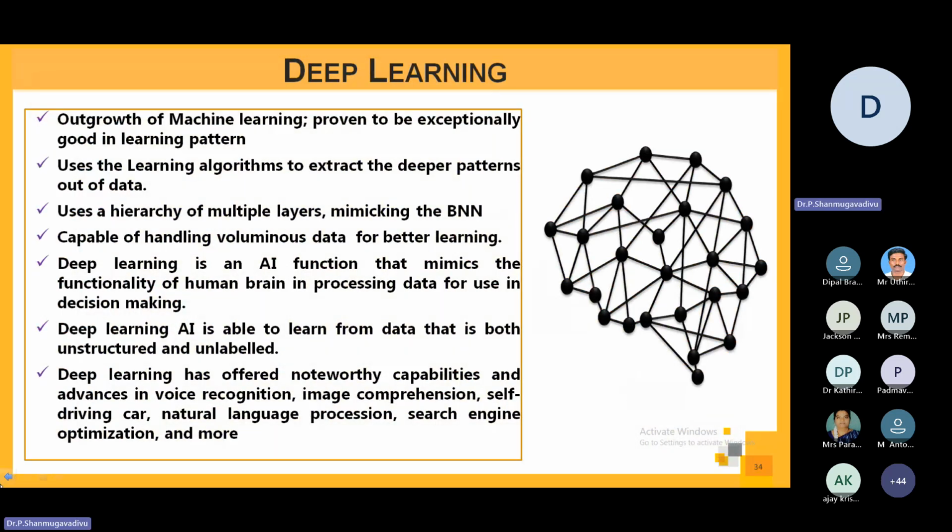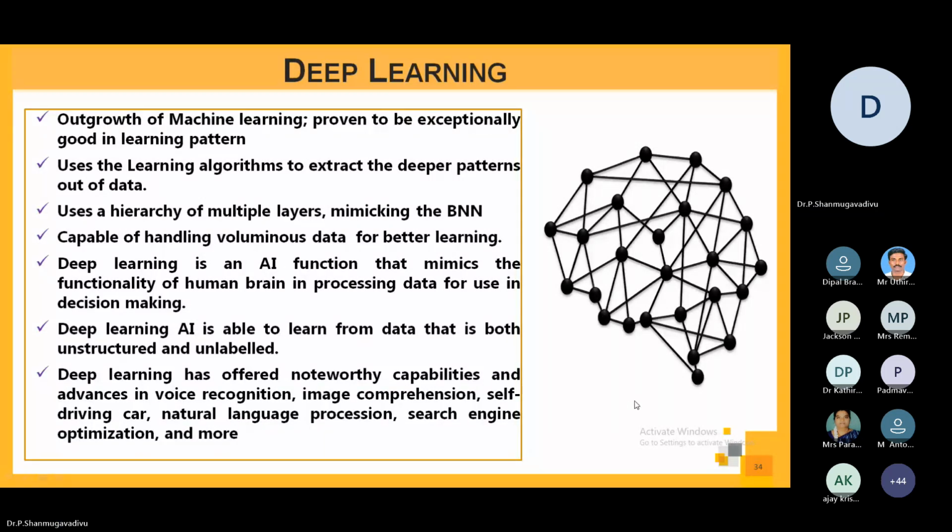Now we are moving on to deep learning. Deep learning is a branch of machine learning that comes under artificial intelligence. It has a mechanism to learn objects in a deeper manner than machine learning, so the results will always be better. It uses learning algorithms to extract deeper patterns out of the data, uses a hierarchy of multiple layers, and mimics the biological neural network. It is capable of handling voluminous data for better learning.